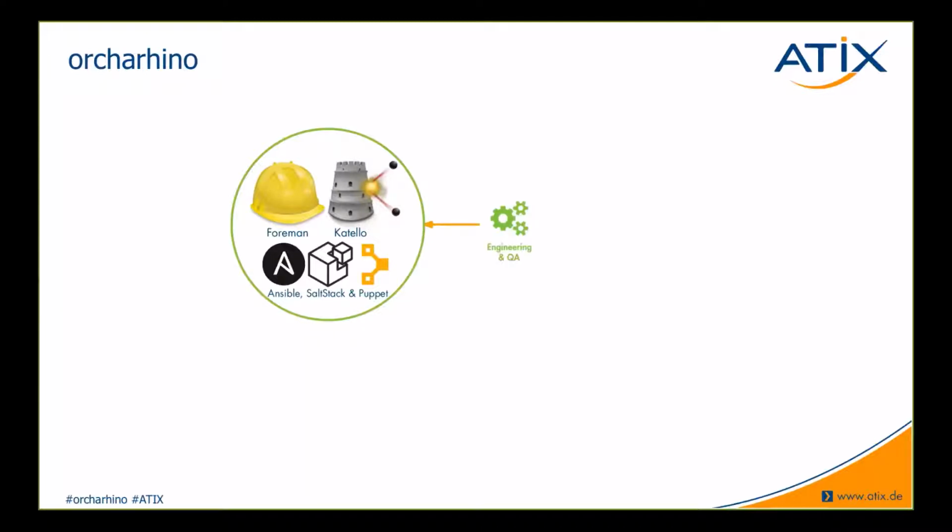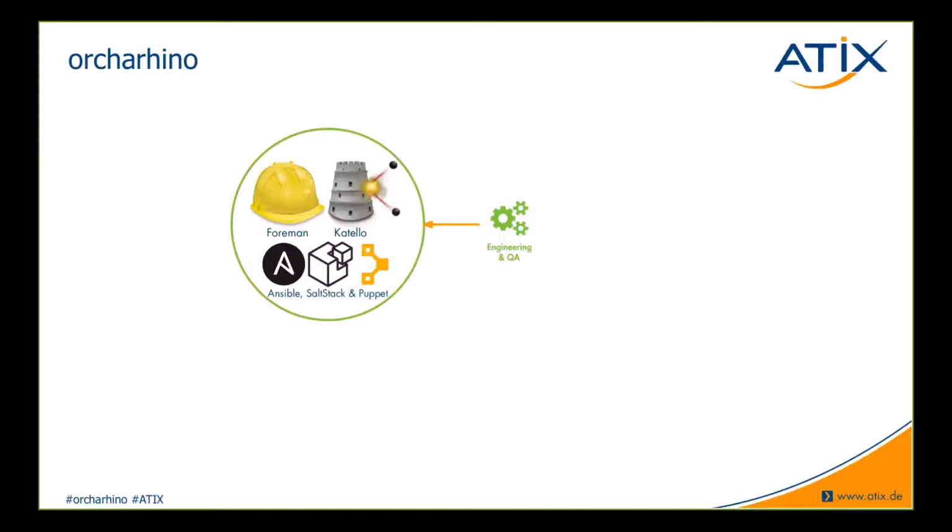What we do is we have our engineering department, which works together with the Foreman and Katello community, helps to fix bugs and improves the features, adds new features, such as the Pulp integration, so the repository structure for Debian and Ubuntu repositories. And our engineering department writes new plugins, such as a plugin to manage your VMware or Proxmox snapshots directly from Orcharhino, or to connect directly to the SUSE Customer Center.